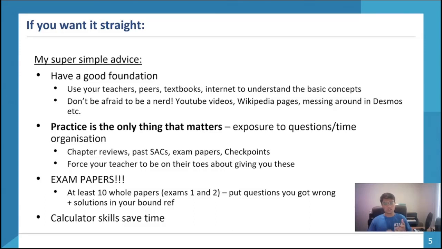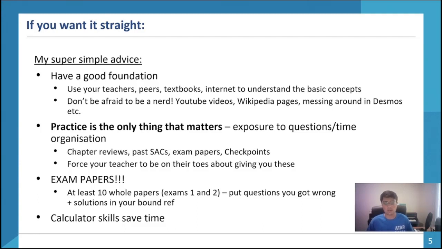Now, don't be afraid to be a nerd. If you really want to excel in methods, you need to show a commitment to it beyond the average student. So that's doing things like looking at YouTube videos, going to Wikipedia and just reading stuff there, messing around in Desmos at the back of maths class whenever you're bored. Things like that will help you fill in those gaps in your foundation and give you a better understanding of the content.